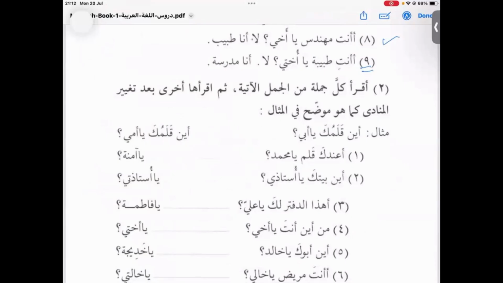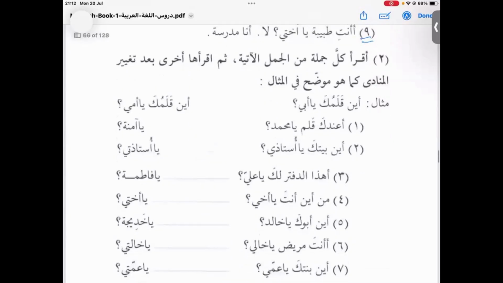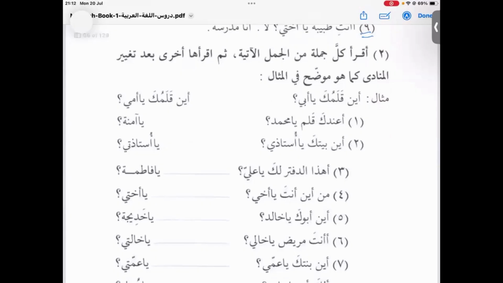أنت. Just take it slowly. أنت. Think about it. Then you say the next word. أنت طبيبة يا أختي. Are you a doctor, sister? لا أنا مدرسة. No, I am a teacher. أيوة صحيح. Okay. Now it says here اقرأ كل جملة.